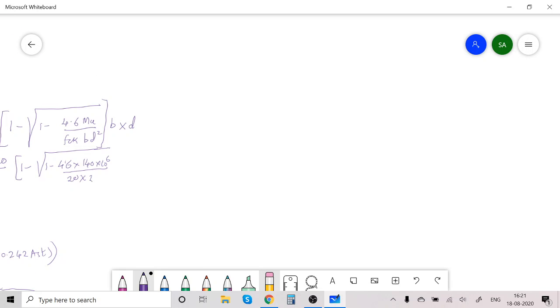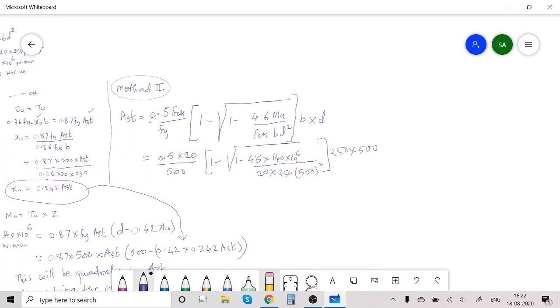B 250, D 500, bracket complete, 250, that is B into D 500 again. So this is a big formula. You will have to remember it by heart, otherwise solve the quadratic in method 1. So the choice is yours. You can adopt method 1 or method 2, whichever you feel easier.